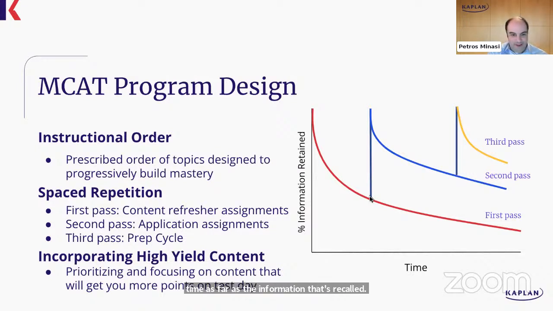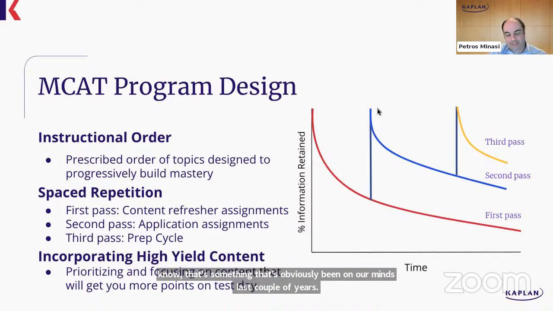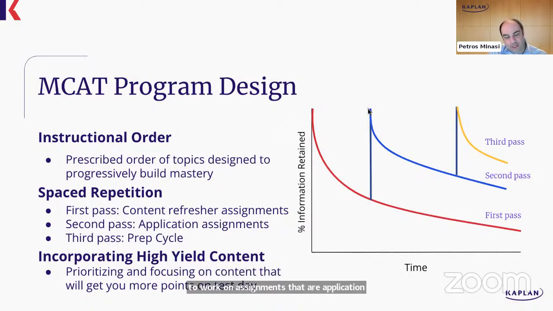And I know that's something that's obviously been on our minds the last couple of years. You give yourself a little bit of a boost and you start to work on assignments that are application-based. And what that will do is actually help you retain even more of the information. And then as things start to drop off, you go to this third boost, third pass, which is the prep cycle, where you start to use and practice the material in as realistic a setting as you can, as far as what it's going to look like for the MCAT. So all the while, you're progressively building your mastery and getting better at taking the test and utilizing that material.